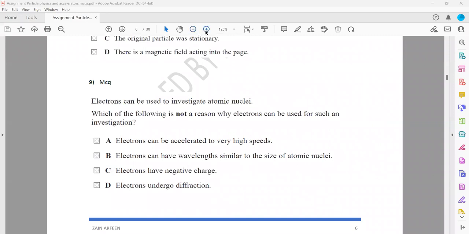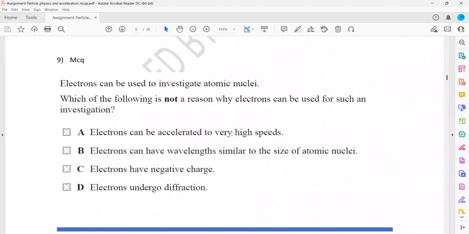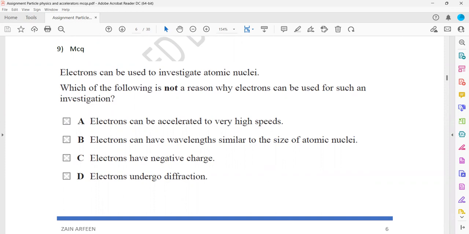The next question: electrons can be used to investigate atomic nuclei. Which of the following is not a reason why electrons can be used to investigate the atomic nuclei? Which of the following is not a reason why electrons can be used for such investigation? So when we check the statements, the first is: electrons can be accelerated to very high speed.